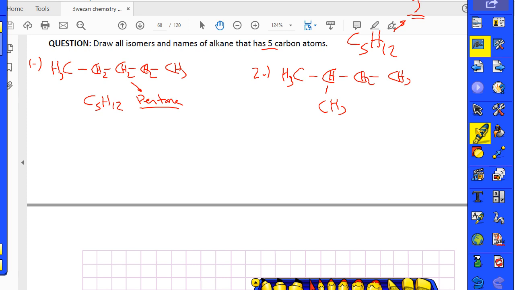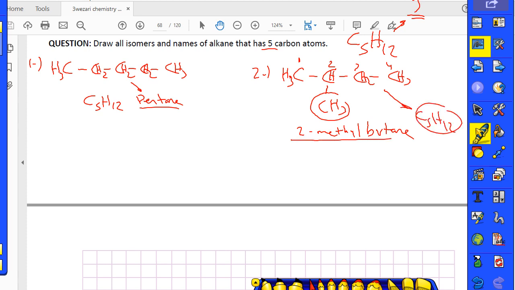What's the name of this? We know that the alkyl group should get the number close to the left side. 1, 2, 3, 4. You can call it 2-methylbutane. Also, the total formula is what? C5H12. But the name is different. And what about the third one? Let me write the third one.